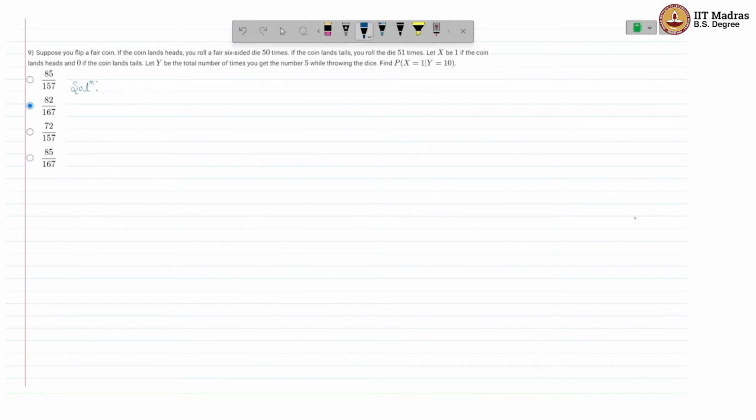Now coming on question number 9. Question number 9 says that suppose you flip a fair coin. If the coin lands heads, you roll a fair six-sided die 50 times. If the coin lands tails, you roll the die 51 times. Let x be 1 if the coin lands heads and 0 if the coin lands tails. Let y be the total number of times you get the number 5 by throwing the die. Find the probability that x is equal to 1 given y is equal to 10. So basically the setting of the question is that we have a fair coin.